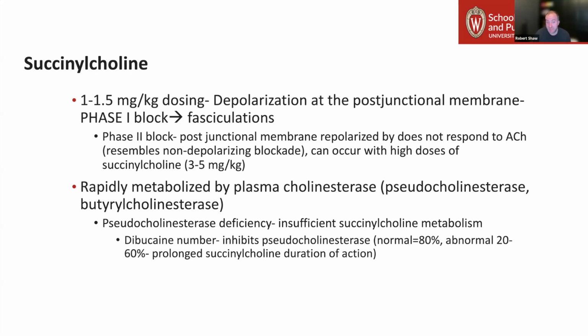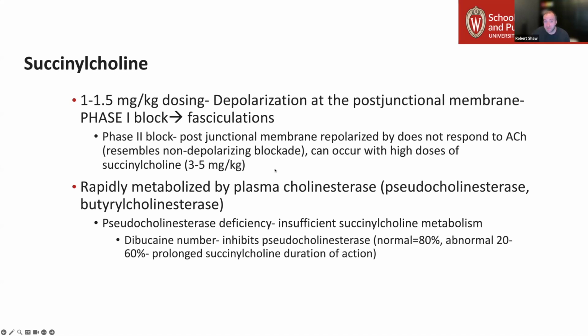There is a very high yield number that we talk about all the time on our board exams, and it's called the dibucaine number. So dibucaine is a local anesthetic that inhibits pseudocholinesterase. We look for a normal response of about 80% inhibition of pseudocholinesterase. Anything that is lower than that, so 20 to 60%, we know that succinylcholine is going to last longer because it's not going to be metabolized as rapidly.